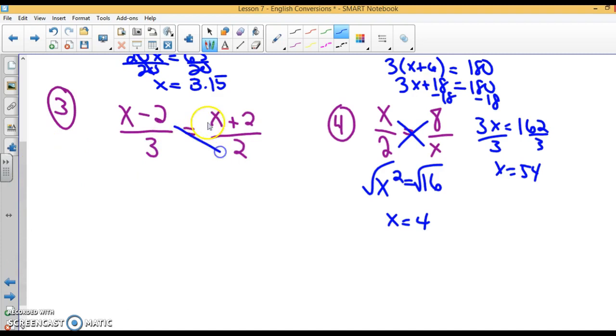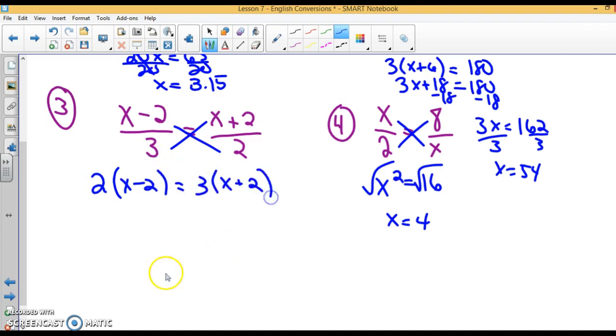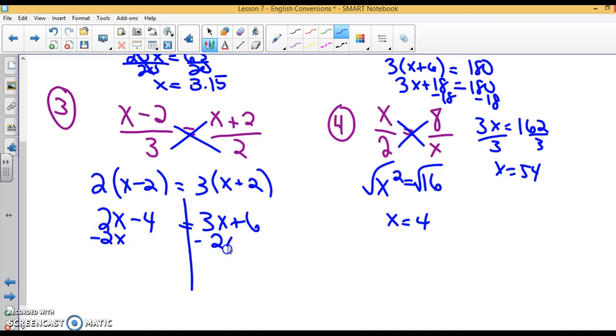Cross multiply. 2 times the quantity x minus 2 equals 3 times the quantity x plus 2. Now, use distributive. 2x minus 4 equals 3x plus 6. This is a great review. Subtract 2x from both sides. So I have negative 4 equals x plus 6. Subtract 6 from both sides. x is negative 10.